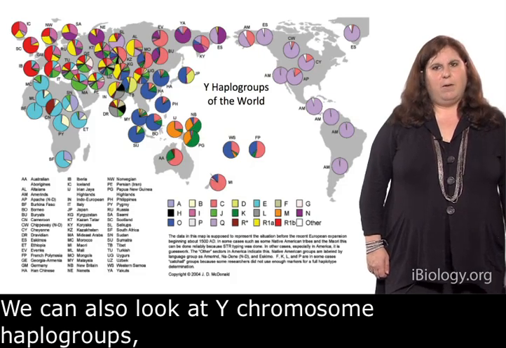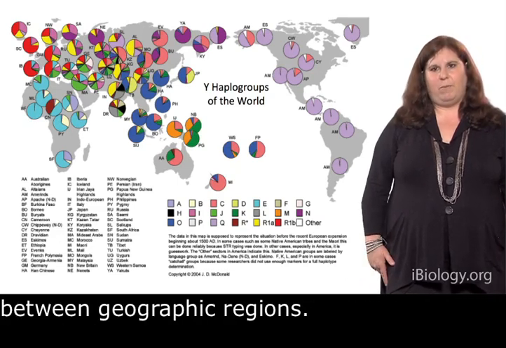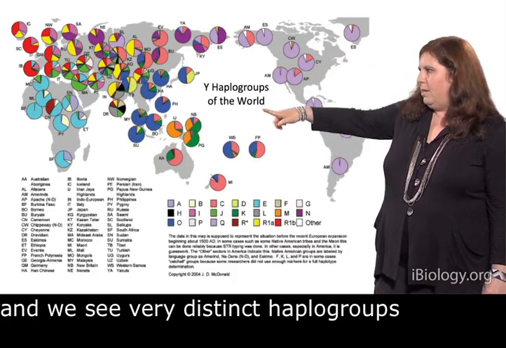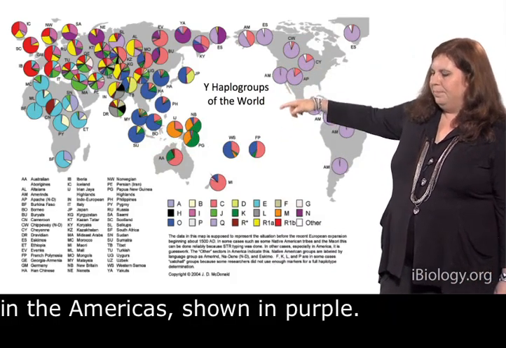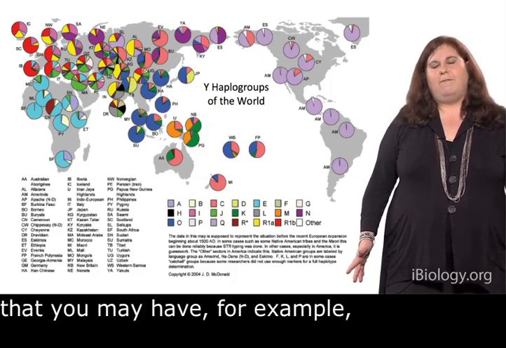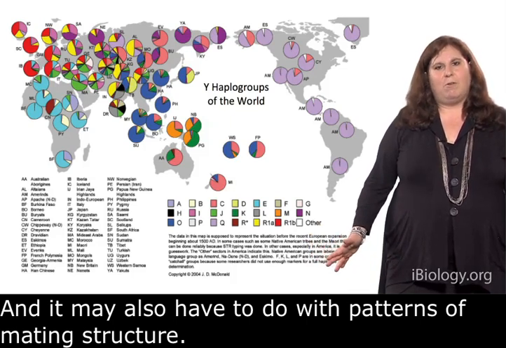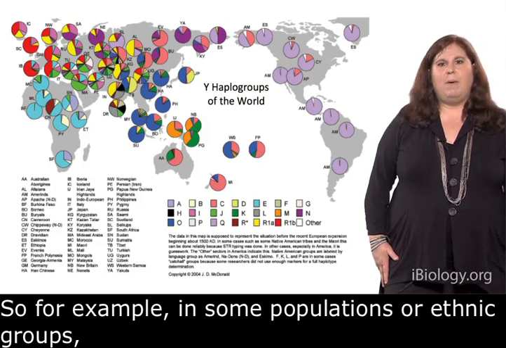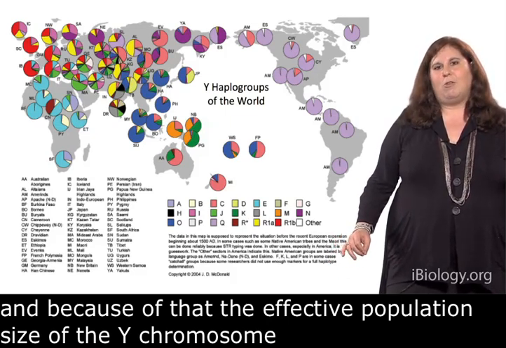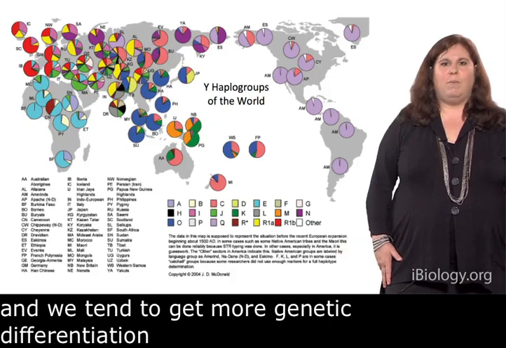We can also look at Y chromosome haplogroups. And one of the things that's a little bit different is you can see that they're a bit more differentiated between geographic regions. So for example, here we just see haplogroups that are in blue, and we see very distinct haplogroups in the Americas shown in purple. And one of the reasons for that may have to do with sex-biased migration, that you may have, for example, one male traveling long distances, and it may also have to do with mating structure. So for example, in some populations or ethnic groups, you may have one male who has many different wives. And because of that, the effective population size of the Y chromosome is actually smaller than the mitochondrial DNA, and we tend to get more genetic differentiation around the world.